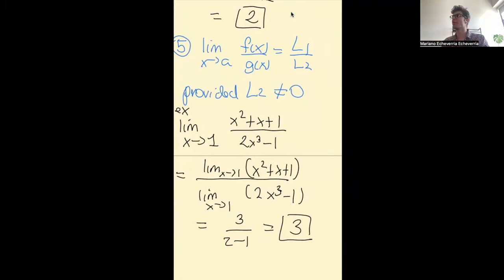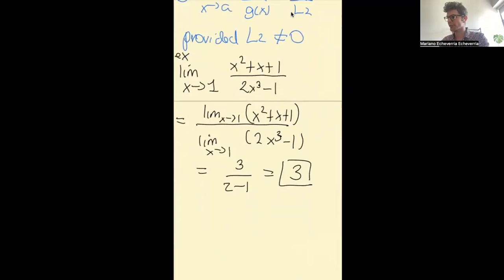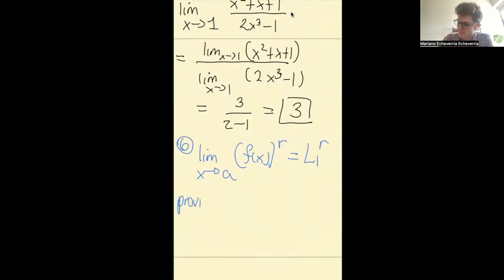And then the last one is the following. These are kind of all the basic limit properties. After that, you can build on this. So the last one is that the limit as x approaches a of f of x to the r, where r is some sort of power, is just L1 to the r, provided L1 to the r makes sense. I'm about to explain what I mean by that.